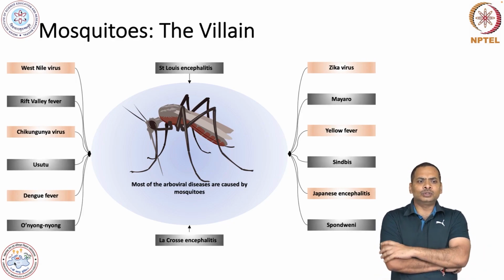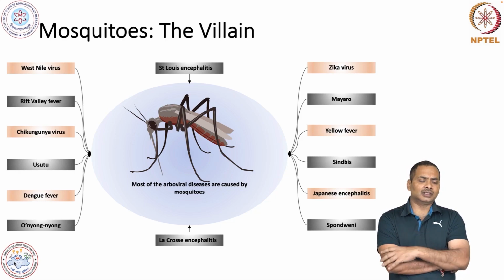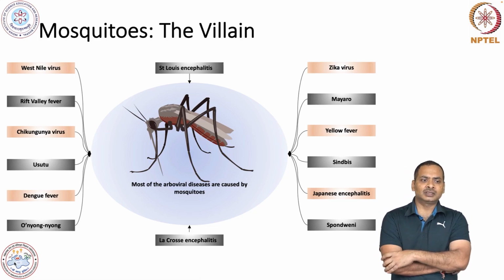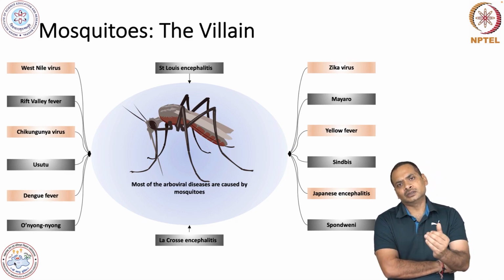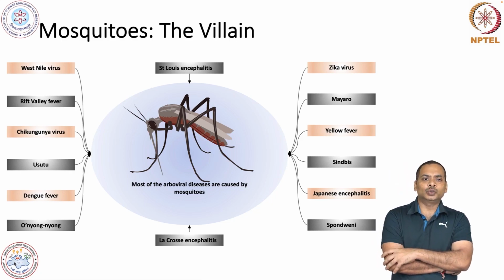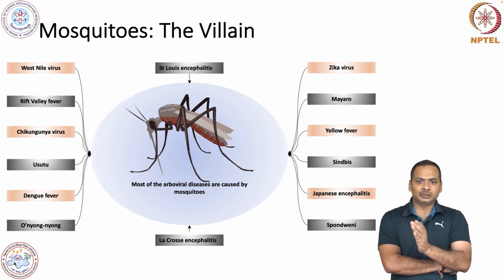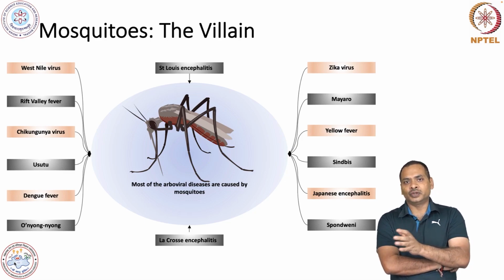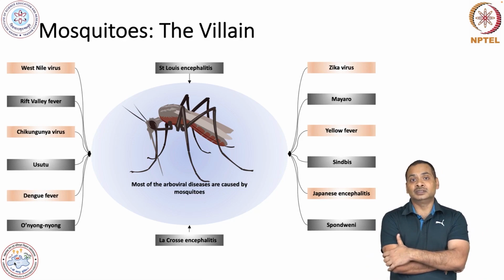In addition, there are some more, like Rift Valley fever, which is also caused by an arbovirus. Usutu, this is also a viral disease. Oyang, this is also an arboviral disease. St. Louis encephalitis, La Crosse encephalitis, Mayaro, Sindbis, and Spondweni. These are not so common, but they are arboviral diseases.